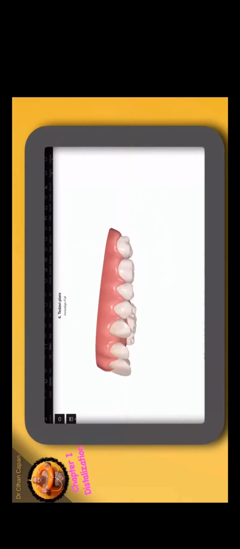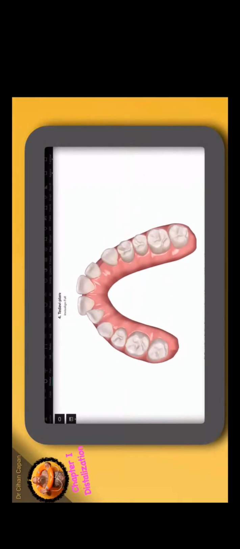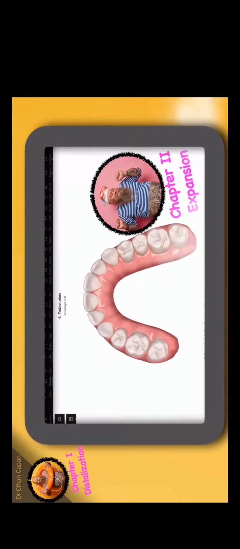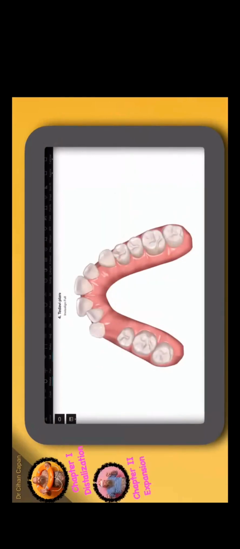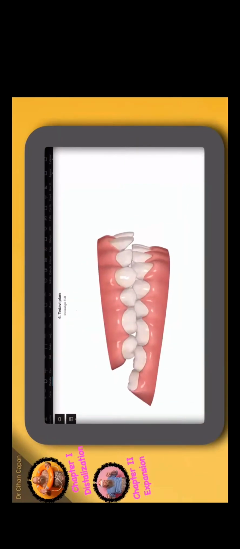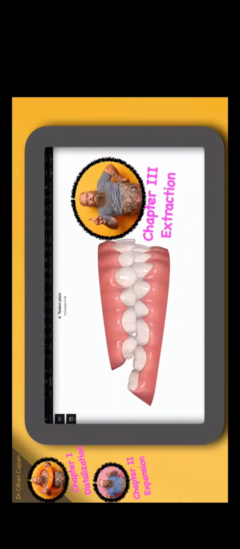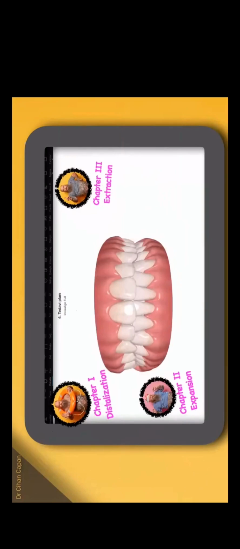And the second one, we will talk about the expansion of the upper jaw and of course the lower jaw, how we do the expansion. Chapter 2 will be the expansion. And finally, we will extract the 1.4, and we will talk about extraction cases. So let's start with chapter 1, distalization, the sagittal anomalies.